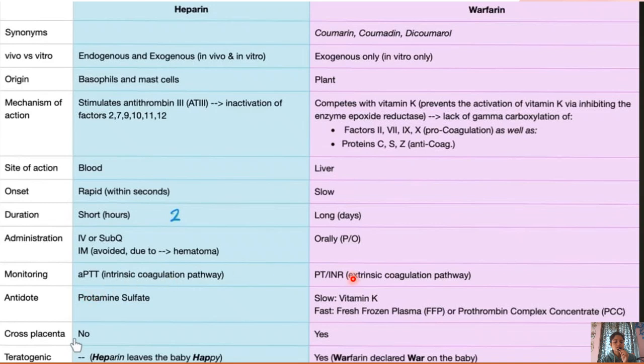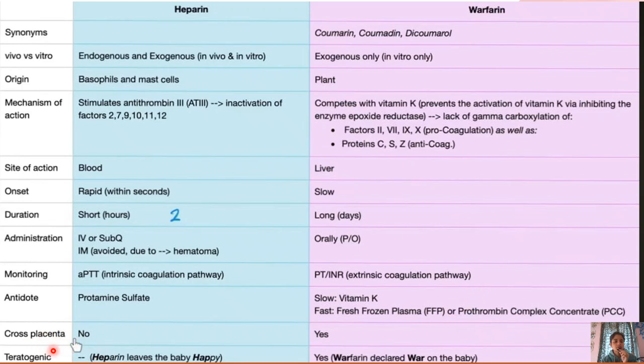Monitoring APTT, this is PT-INR because it affects the extrinsic coagulation pathway more, and this one has effect on intrinsic coagulation pathway. You can remember like HAPT. HAPT means heparin: for heparin you see APTT, and for warfarin you see INR. Antidote is protamine sulfate. Here vitamin K is the antidote, and for fast action fresh frozen plasma or prothrombin concentrates can be given. In prothrombin concentrate, factors 2, 7, 9, and 10 are present.